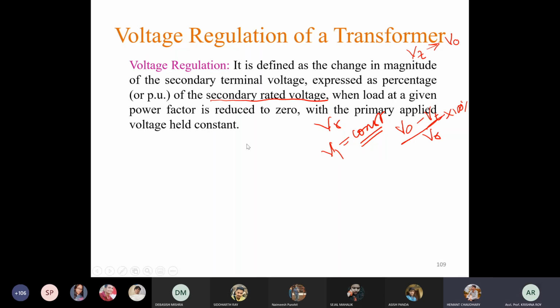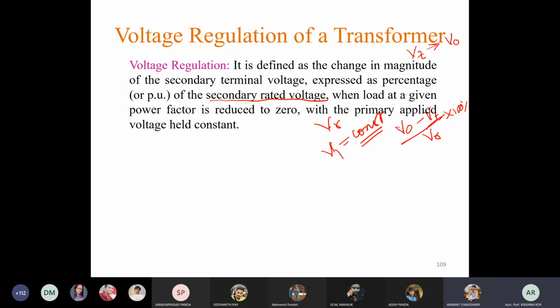Any doubt? Sir, how to maintain the power factor constant? No, you don't have to keep it constant. You have to define the load for a given power factor. Suppose you have connected some load which is having 0.8 lagging power factor. That is defined. You don't have to keep it fixed.